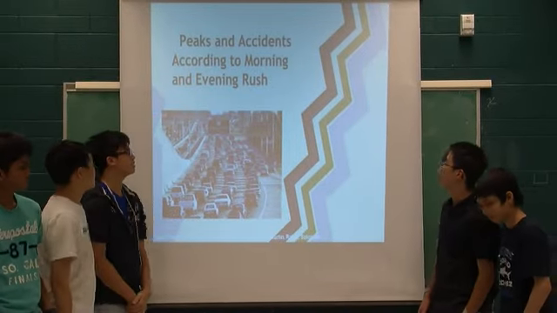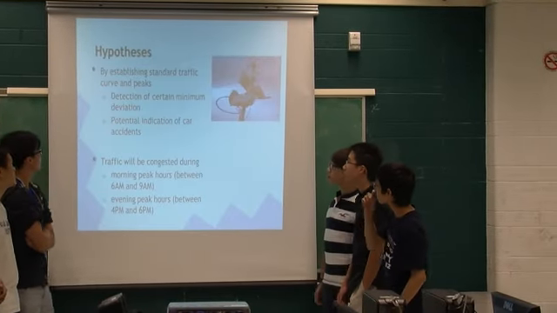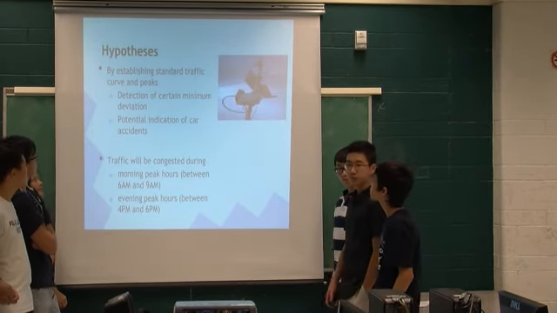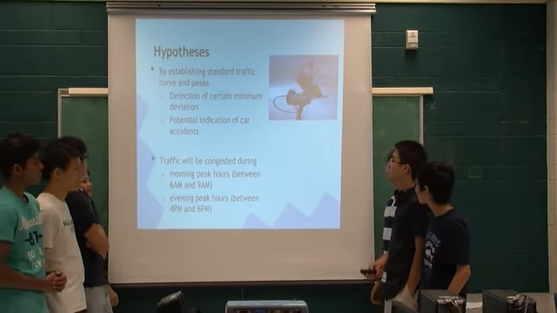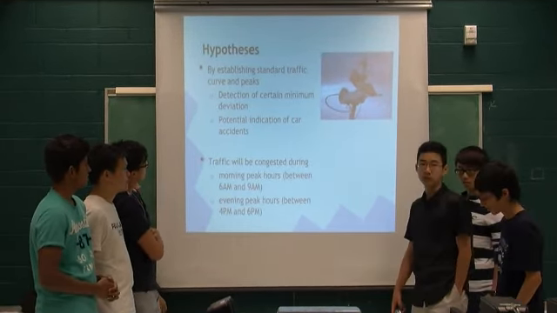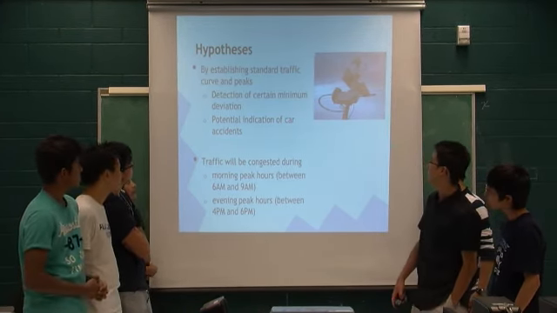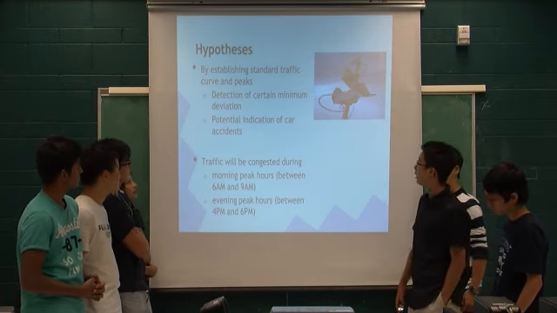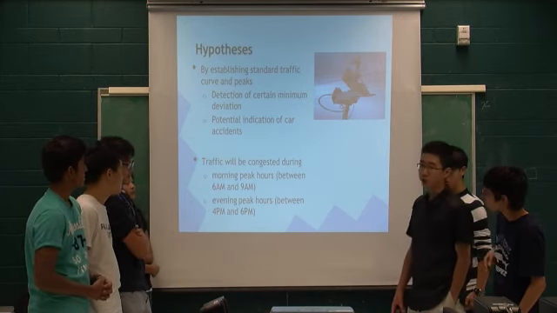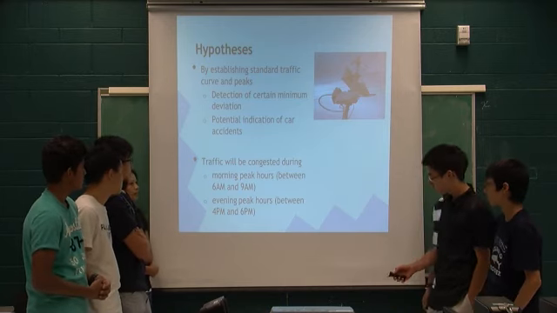So our group is doing peak and accidents, and we're also analyzing the morning and evening rush. Our first hypothesis is establishing a standard traffic curve and peaks by detecting certain minimum deviations and potential indications of car accidents. And our second hypothesis is we also know that traffic will be congested during morning peak hours and evening peak hours.